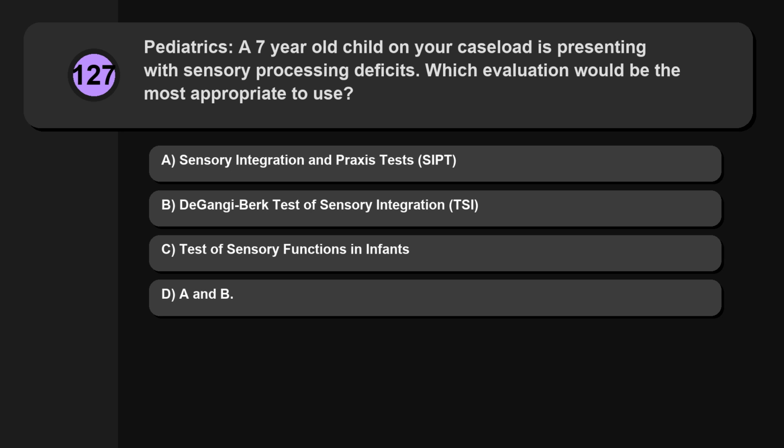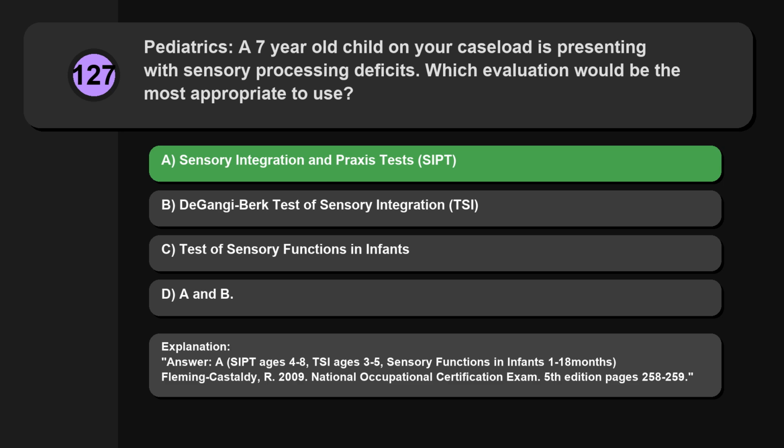Pediatrics. A 7-year-old child on your caseload is presenting with sensory processing deficits. Which evaluation would be the most appropriate to use? Option A, Sensory Integration and Praxis Tests, SIPT. Option B, DeGangi-Berk Test of Sensory Integration, TSI. Option C, Test of Sensory Functions in Infants. Option D, A and B. The correct answer is option A, Sensory Integration and Praxis Tests, SIPT.